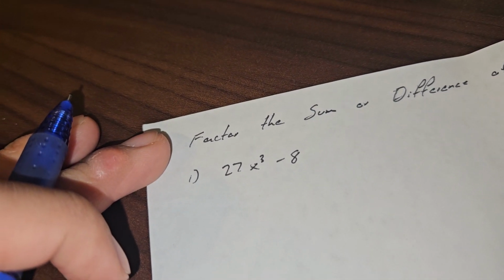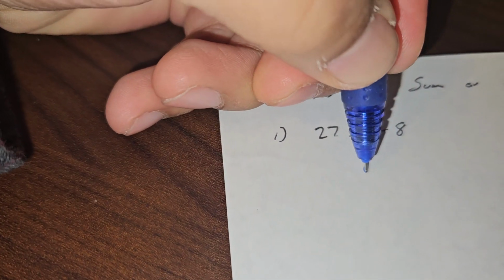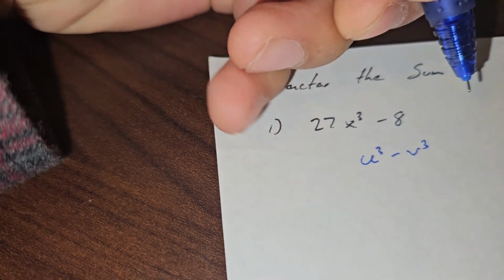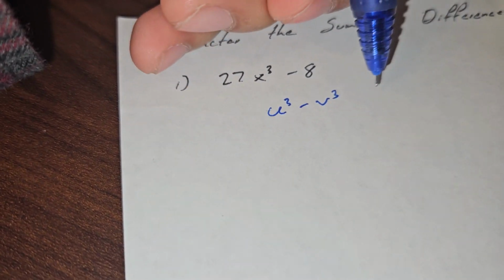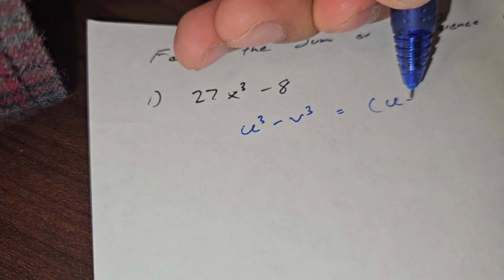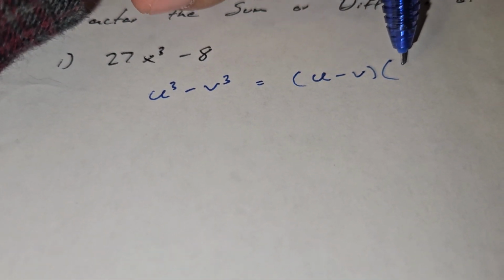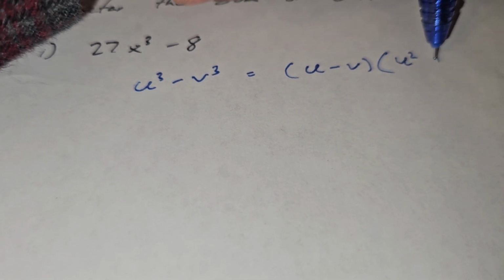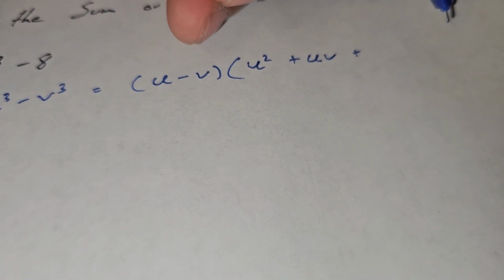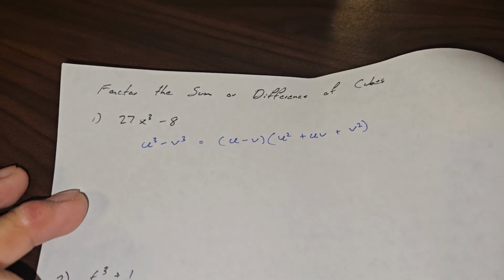So we're gonna have to use the difference of cube formula for this one, which is going to be u raised to the third power minus v raised to the third power, kind of like we have in this format, is equal to u minus v multiplied by u squared plus u times v plus v squared, right? So this is the formula that we're going to use to factor this.